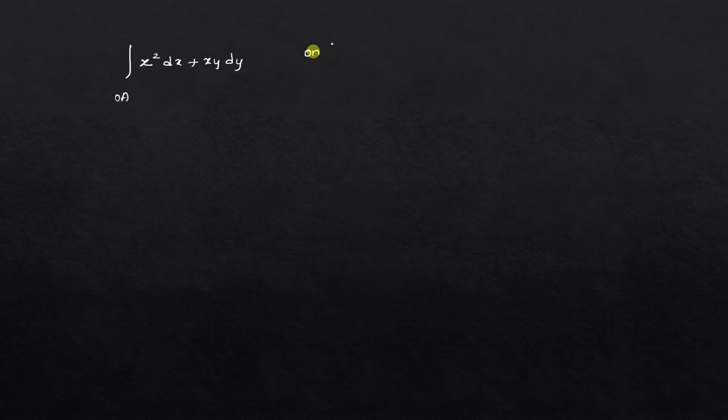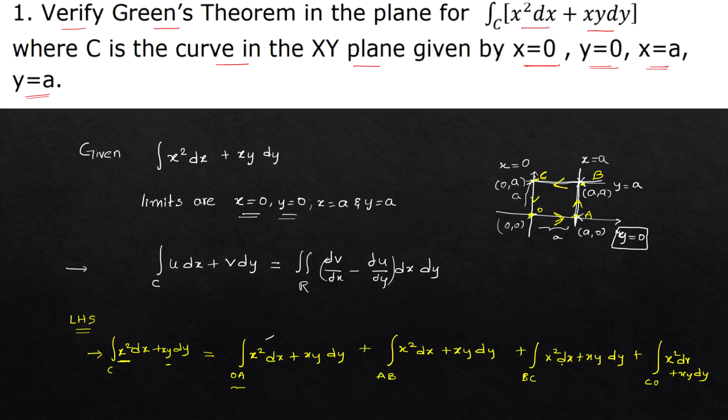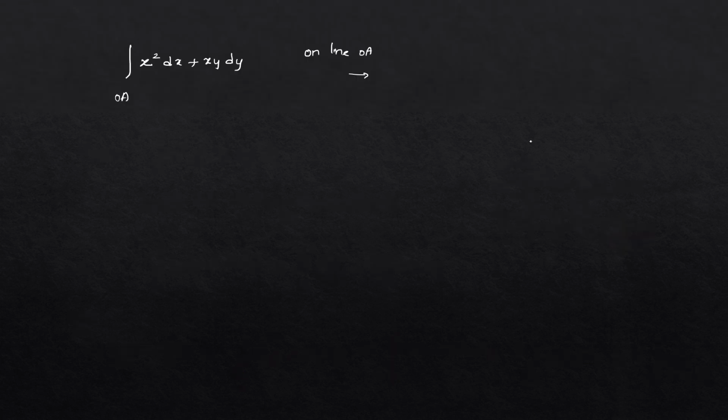On the line OA, it is nothing but the x-axis, that means the equation is y is equal to 0. Now, if y is equal to 0, what will dy be? dy is also 0, since if we differentiate 0, the answer will also be 0. Now substitute this in the integral. Here dy is 0, so 0 times anything is 0, so this part is eliminated. The remaining part is x square dx.